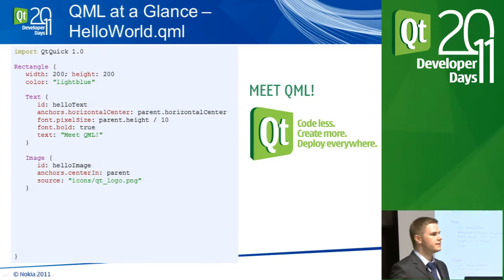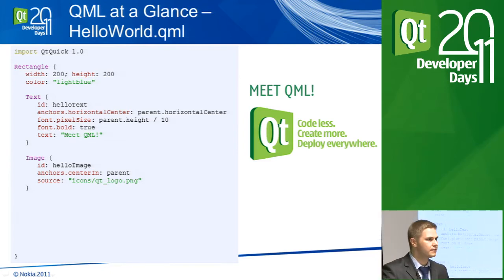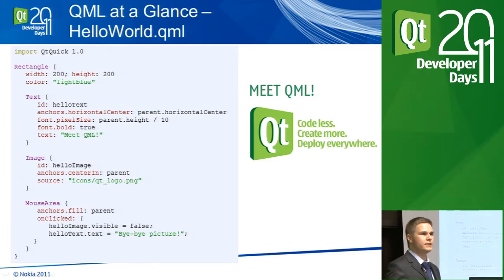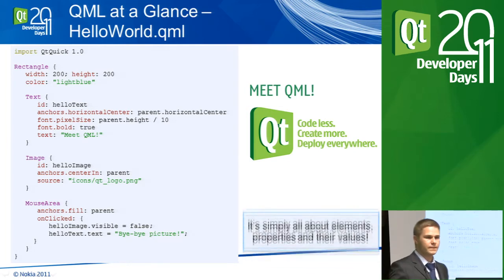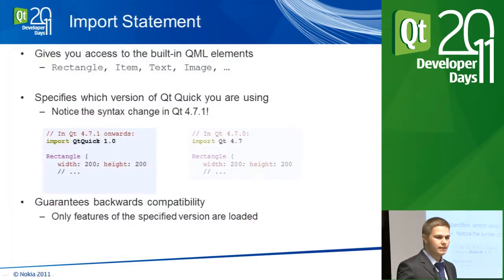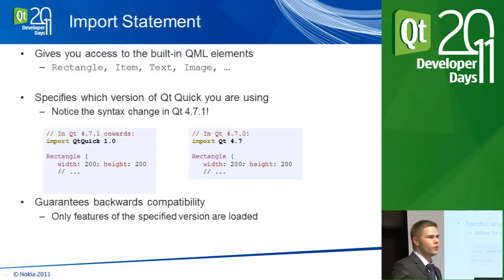So we had the base, the rectangle, which acts as the container of our UI. Then we had a piece of text. We have an image. And then we have something called mouse area. So that piece of code implements this kind of view. Basically what we have done is that we have described what we want to see. Let's go through all the details of that code. We'll cover this quite quickly because I assume that many of you are already familiar with the basics anyway.